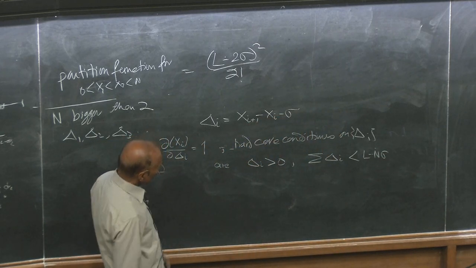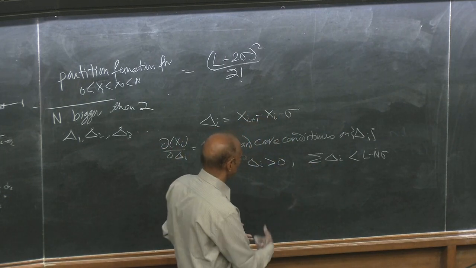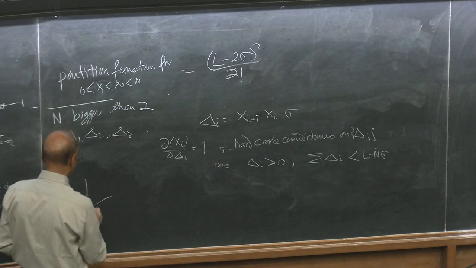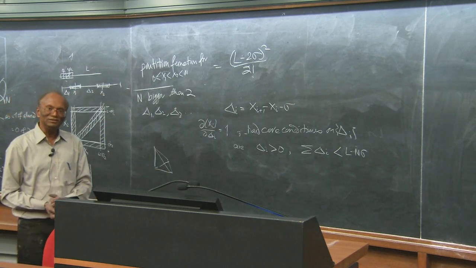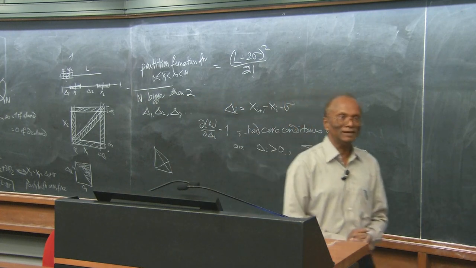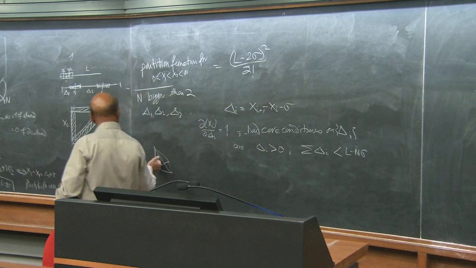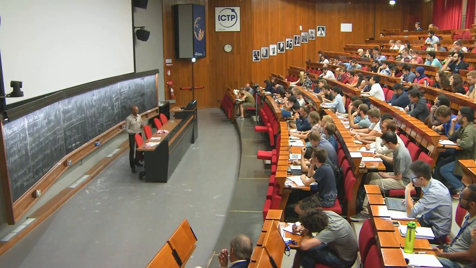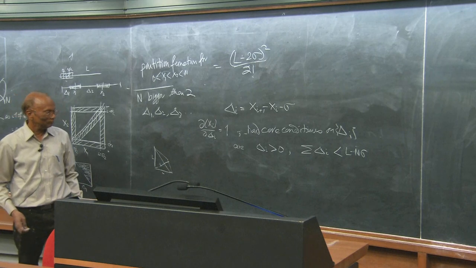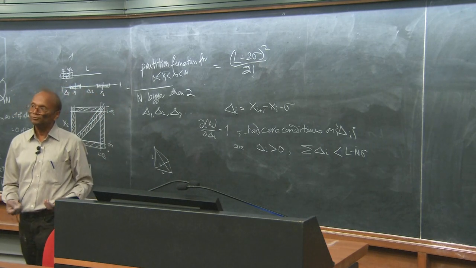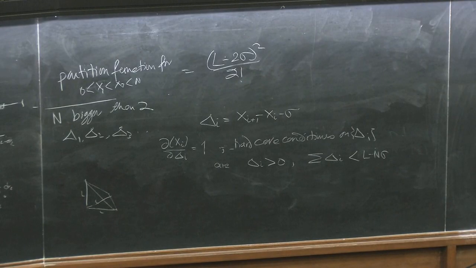Okay, and then this part is easy now. Delta i are bigger than 0, and the sum over delta i is less than L minus N sigma, and the corresponding figure in three dimensions is some stuff like this. It's an n-dimensional pyramid in n dimensions. And the partition function is the volume of this pyramid. If you have a pyramid of size L, each side L, what is the volume of this? L cubed by 6. I hope you remember.